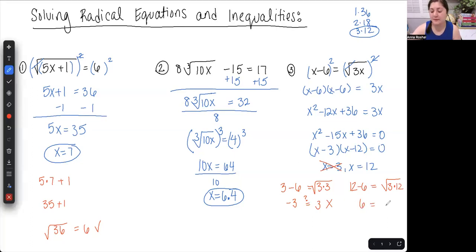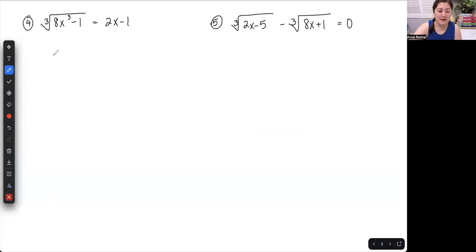So in this case, I'm going to end up with 6 and then root 36. And since they do equal each other, I know that x has to be 12. Okay, so we're going to move on to similar types.